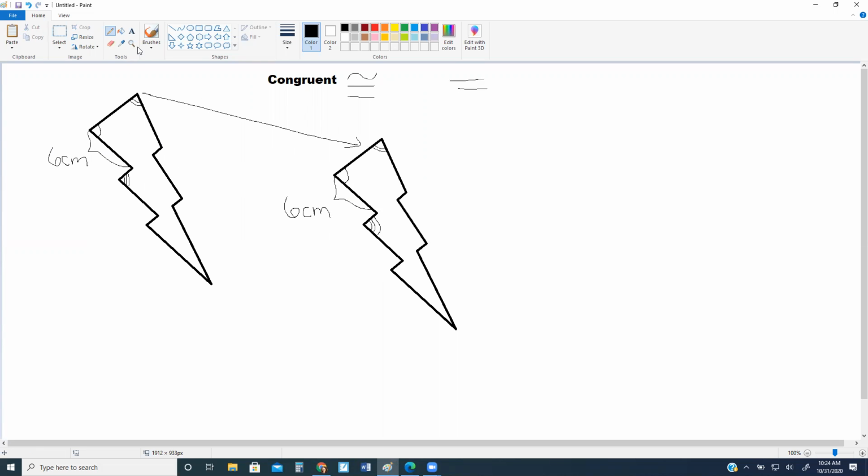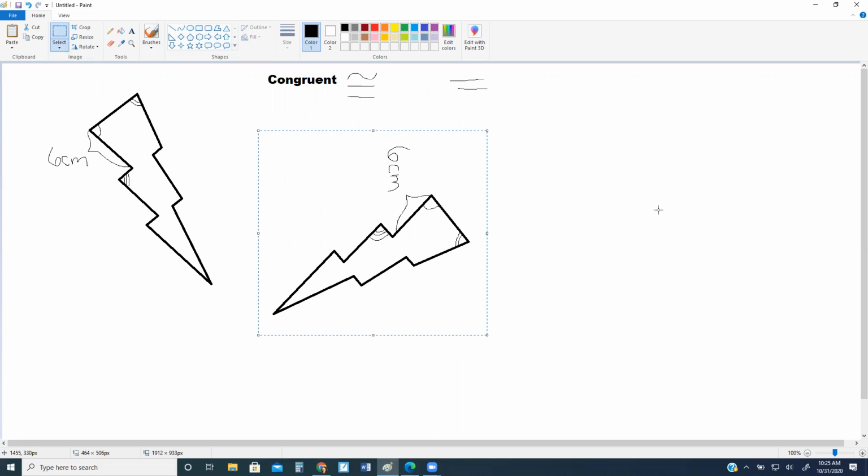Now, what if I rotate it? Now, I'm going to erase my translation vector because it's going to get in the way. What if I rotate this guy? What's going to happen there? Let's grab this and let's rotate it. Boom, we just rotated it 90 degrees.